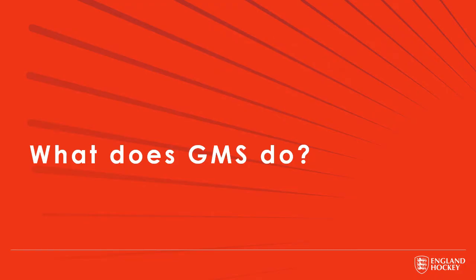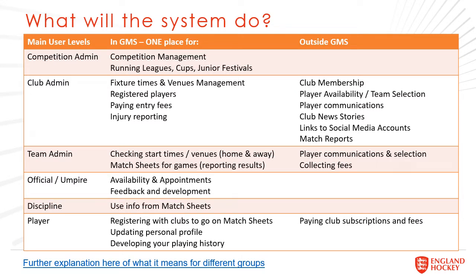So what does GMS do? The system is a multi-layered structure with different levels according to your user permissions and your level of administration within the sport. At the top level, competition administrators who set up and run tournaments and festivals and leagues will be able to manage their competition through the system. Club admins will manage the fixtures, venues and times through the system, register players and be able to pay entry fees and report injuries through the system. Team admins will be able to manage squads and prepare match sheets where they will report results of games, and players will register to put themselves on match sheets, updating their personal profile and building their playing history.